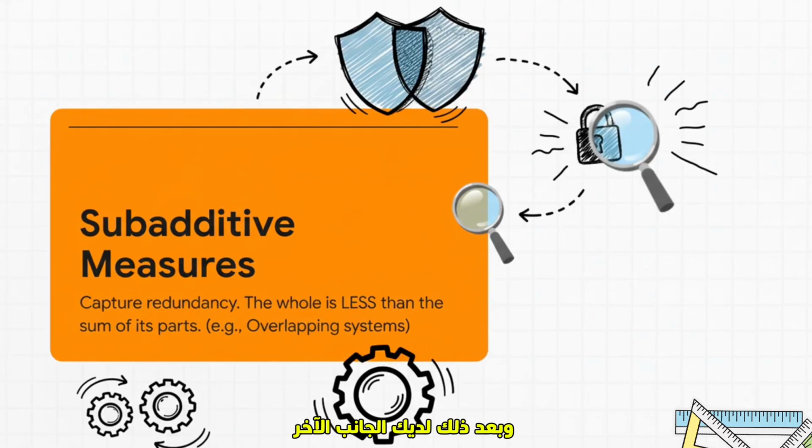And then you've got the flip side, sub-additivity. This is perfect for modeling things like redundancy or diminishing returns. For example, if you have two security systems that partially overlap, the total protection you get is less than the sum of what each one would give you individually. A sub-additive measure captures that perfectly.